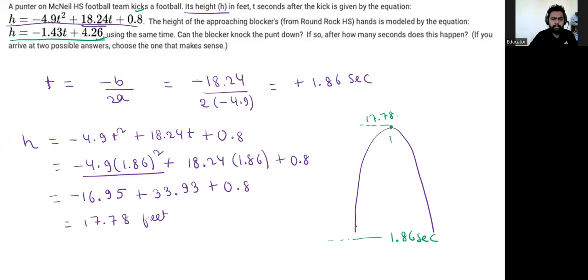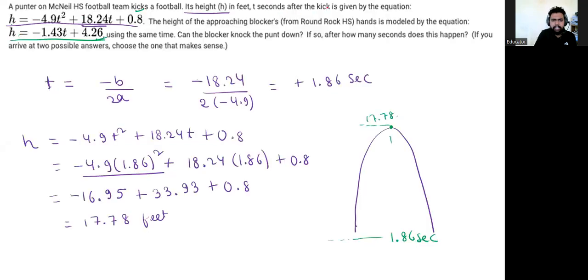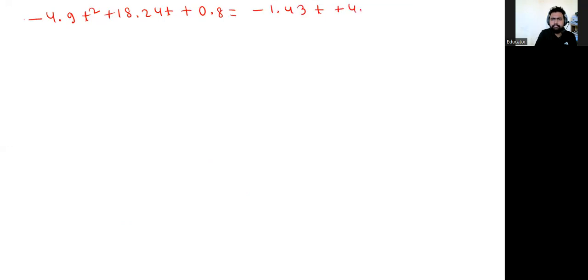We are going to equate both of them. Okay. So negative 4.9. But let me see the question in my WhatsApp. That would be better for me. Just a second. So we have two equations. So let me copy from here itself. So H is equal to negative 4.9 t square, that is, and then we have positive 18.24 t and plus 0.8. And that would be equal to the other value, negative 1.43 t and positive 4.26. I will always try to keep the coefficient of the square term as positive.